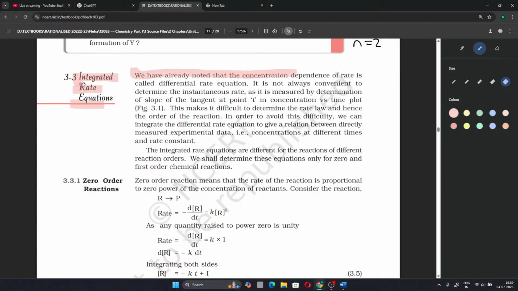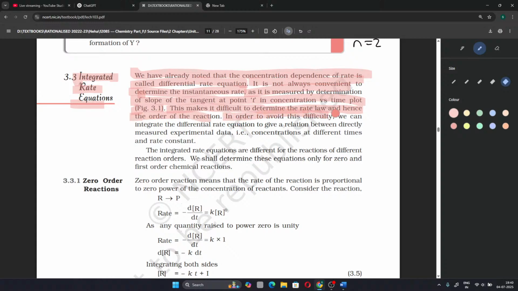We have already noted that the concentration dependence of rate is called the differential rate equation. This is not always convenient to determine the instantaneous rate, as it is measured by determination of the slope of the tangent at point T in the concentration versus time plot, figure 3.1. This makes it difficult to determine the rate law and hence the order of the reaction.